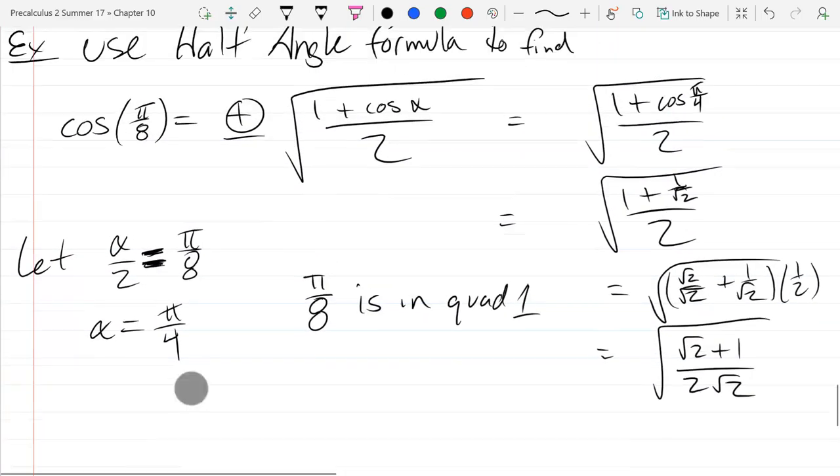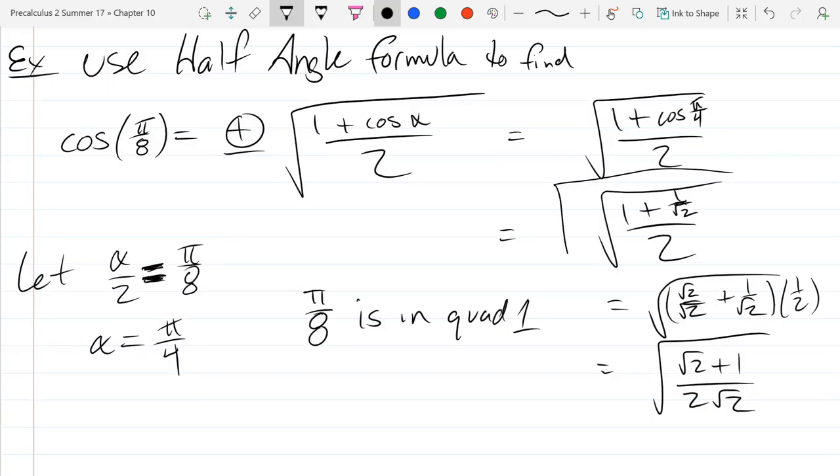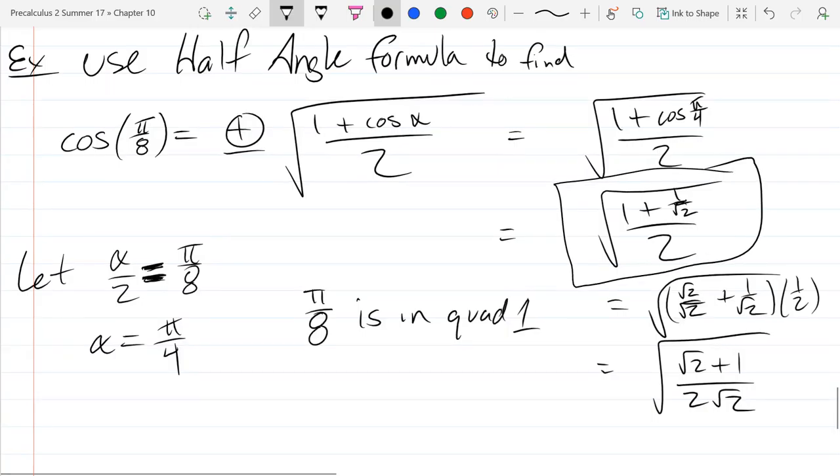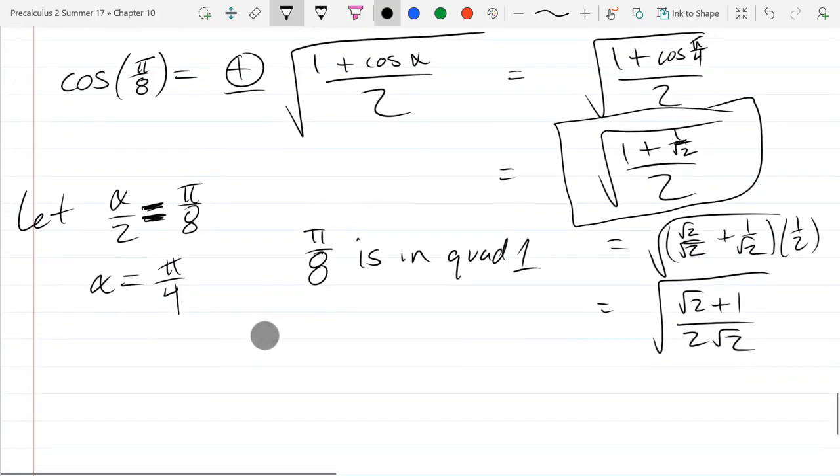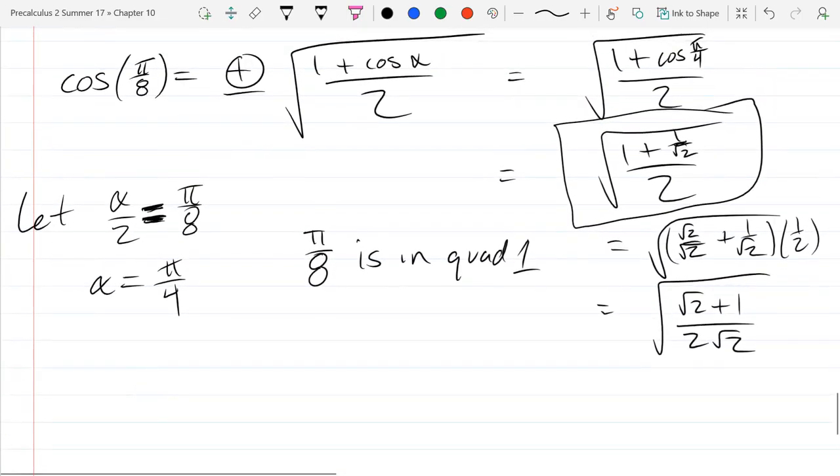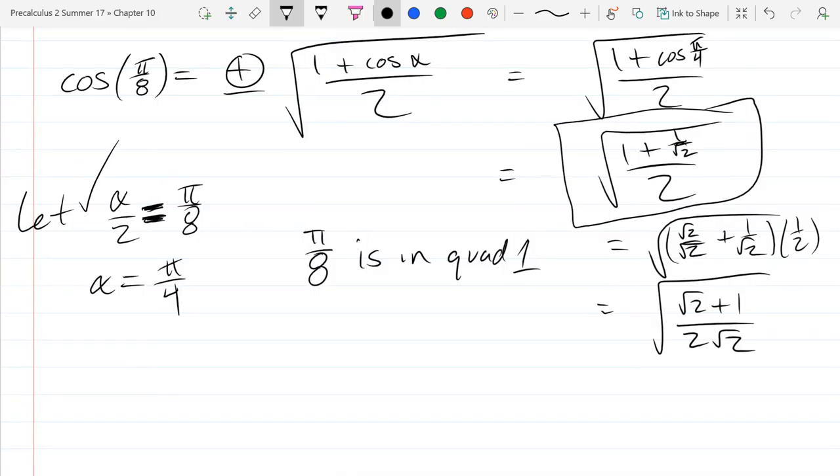All right. I would say that's a really good stopping point right there. Don't need to go any further than that. We chose positive, we used the right formula, and we got this alpha over 2 to figure out what alpha was.